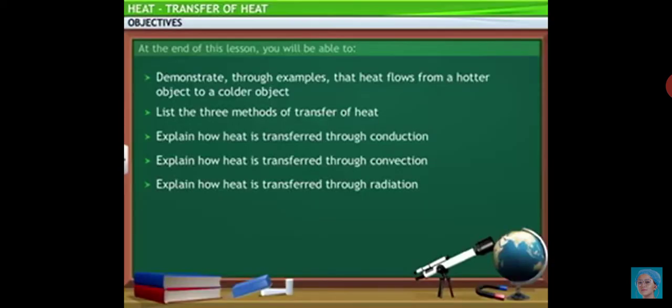At the end of this lesson, you will be able to demonstrate through examples that heat flows from a hotter object to a colder object. List the three methods of transfer of heat. Explain how heat is transferred through conduction. Explain how heat is transferred through convection. And explain how heat is transferred through radiation.